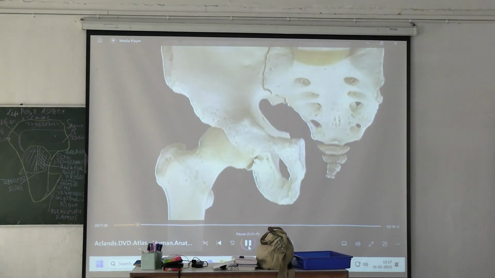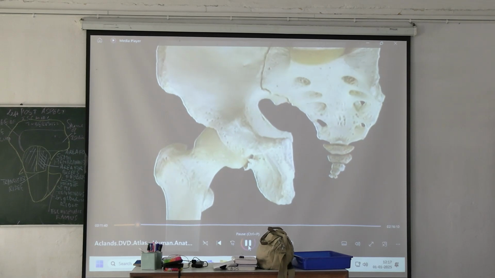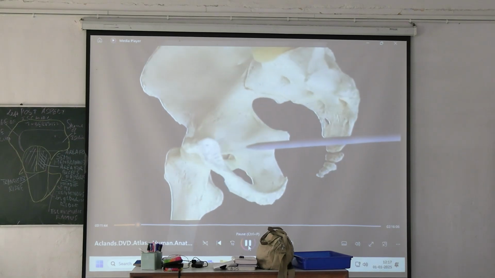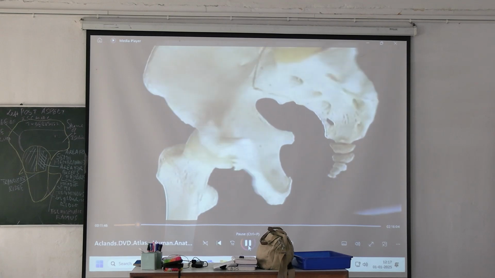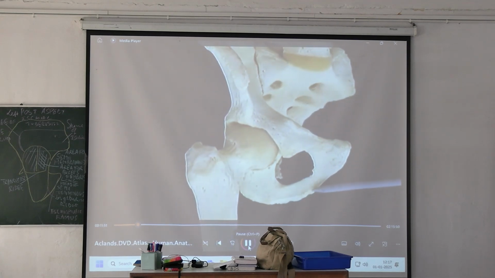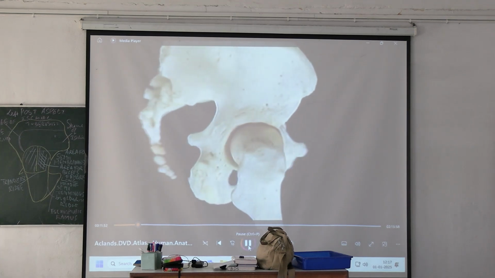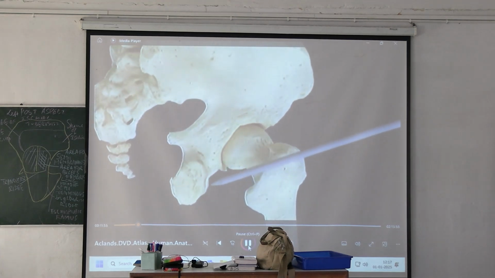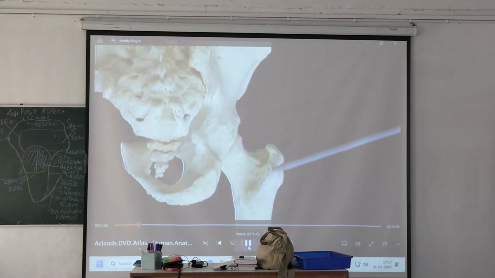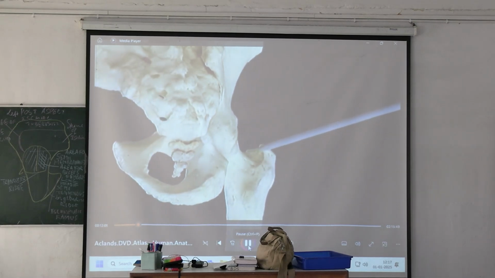The short rotator muscles arise from 4 different bony surfaces: the inner surface of the sacrum, both the inner surface and the outer surface of the area around the obturator foramen, and the outer surface of the ischium. They all converge on this small area on the back of the femur, just medial to the greater trochanter.